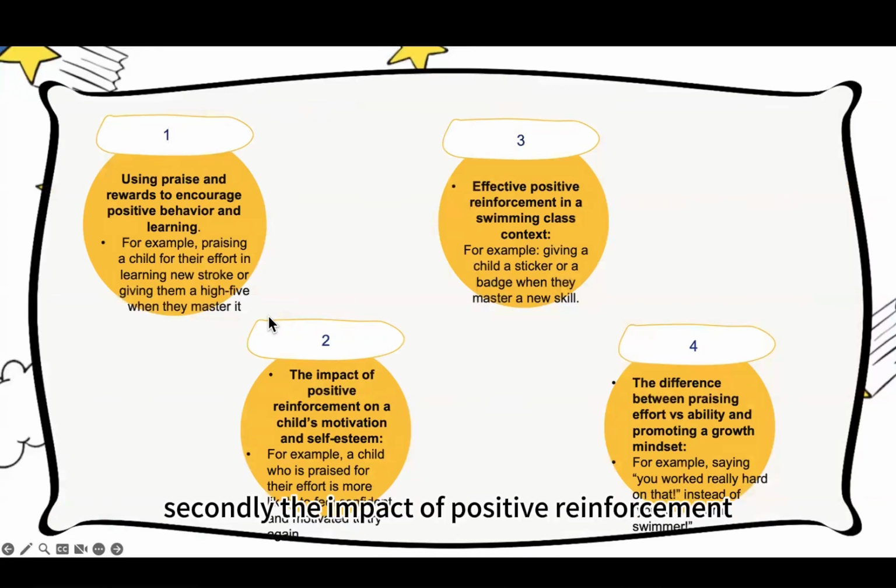Secondly, the impact of positive reinforcement on a child's motivation and self-esteem. For example, a child who is praised for their effort is more likely to feel confident and motivated to try again. Thirdly, effective positive reinforcement in the swimming class includes giving them a sticker or a badge when they master a new skill. It will help them achieve a short-term goal faster.